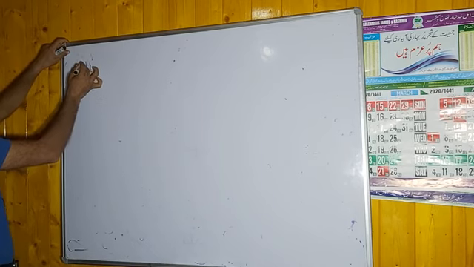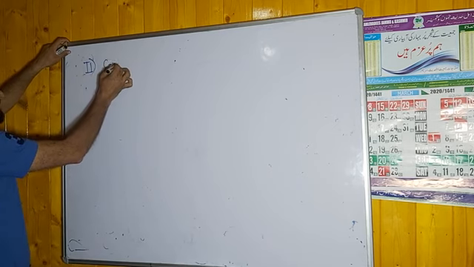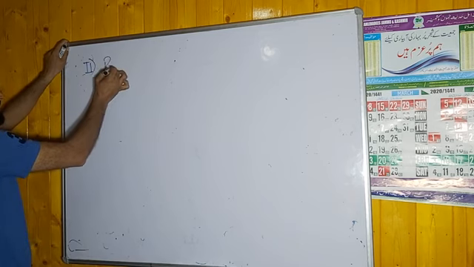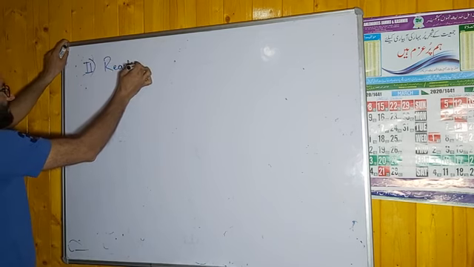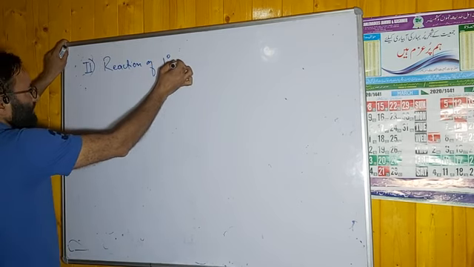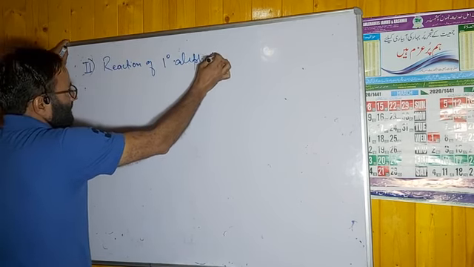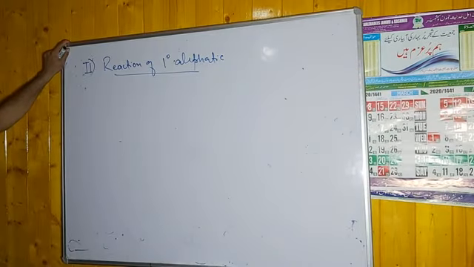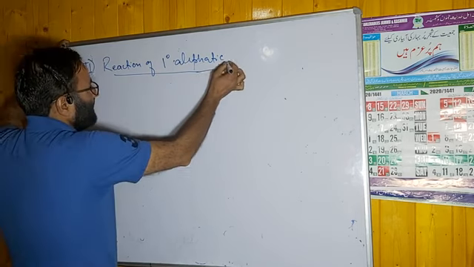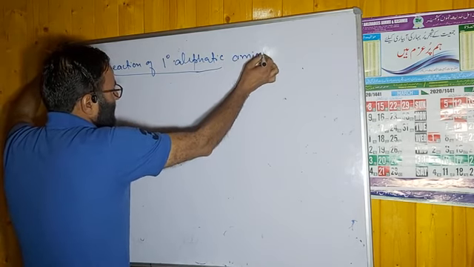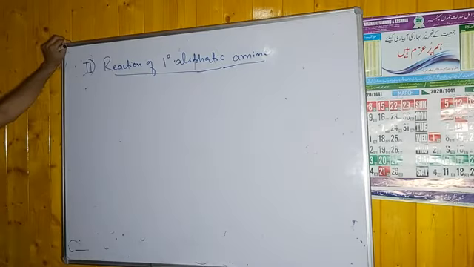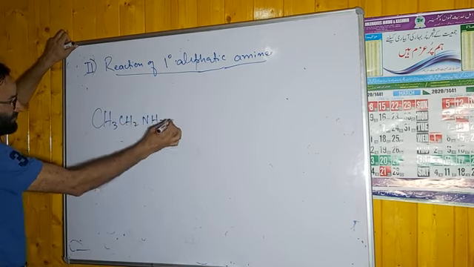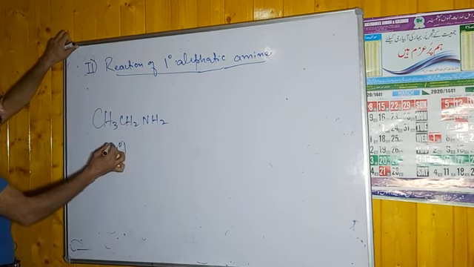Now we will take case of your reaction with aliphatic, reaction of 1 degree aliphatic amines. हम देखेंगे अब 1 degree aromatic हमने पढ़ा है, benzene diazonium salt बनते हैं, but हम देखेंगे reaction of 1 degree aliphatic amine. ये reaction हमने पढ़ी है preparation of alcohols में. अगर हम 1 degree aliphatic amine लेंगे, CH3CH2NH2. This is 1 degree amine, 1 degree aliphatic amine.